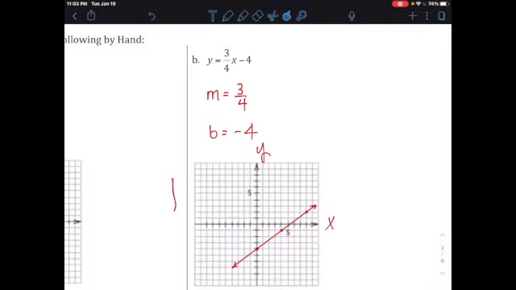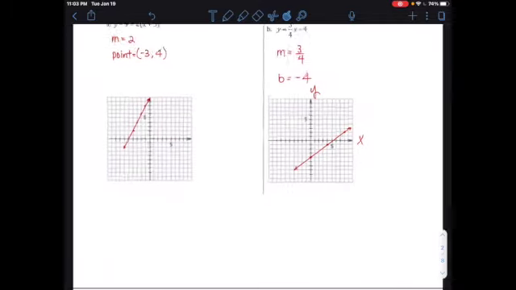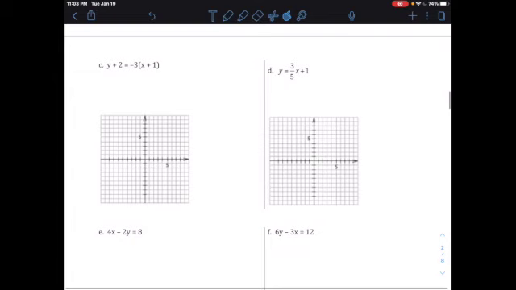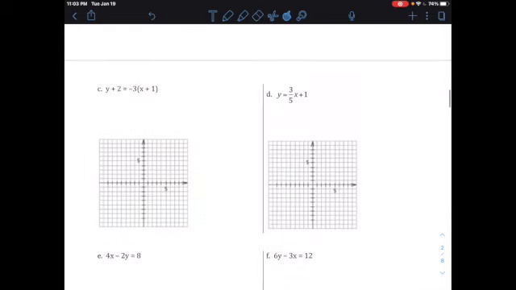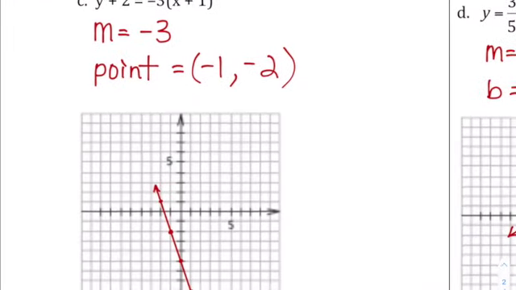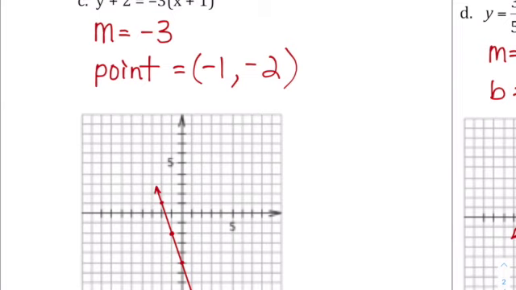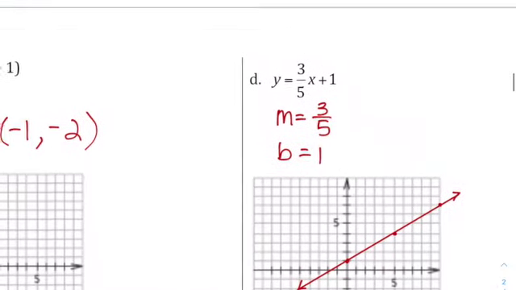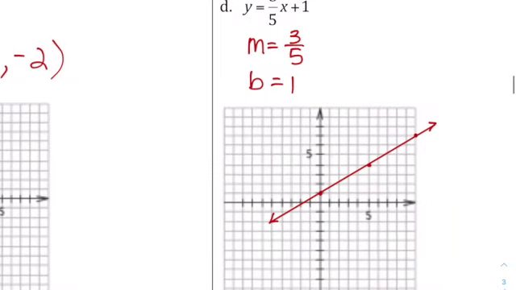The next one is kind of similar, so I would like you guys to practice. Pause the video, practice it, and check. There's the answer for letter C. m is negative 3, the point is negative 1, negative 2, opposite of the x, opposite of the y. Then the next one, the slope is 3 over 5, and the one is b.